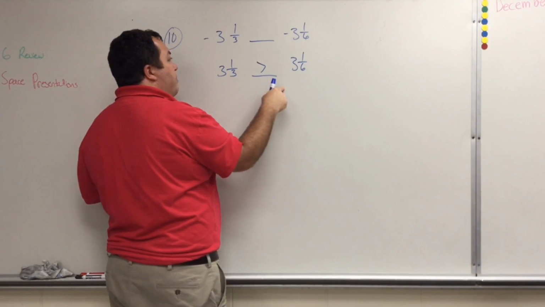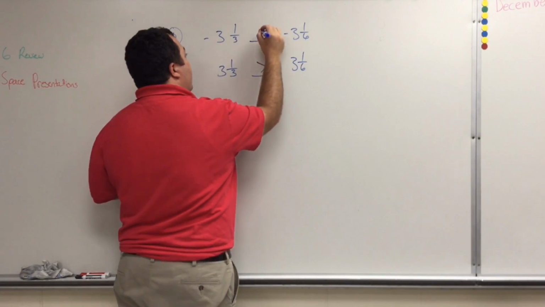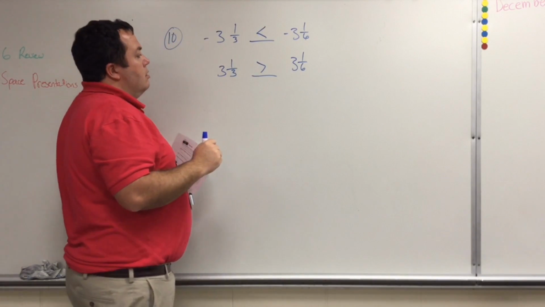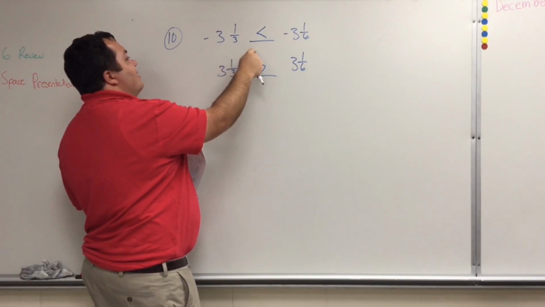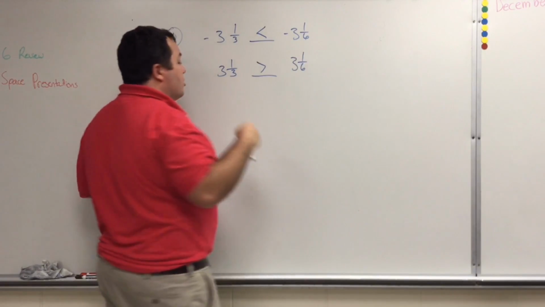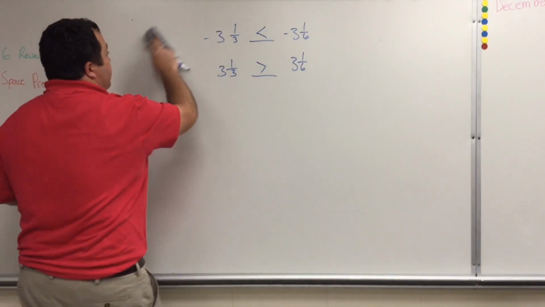But because these are both positive and our question asks us a negative, all we're going to do is flip our sign. So it's going to tell us that -3 1/3 is less than -3 1/6. That's because -3 1/6 is a smaller number and therefore it is closer to 0 on the number line.